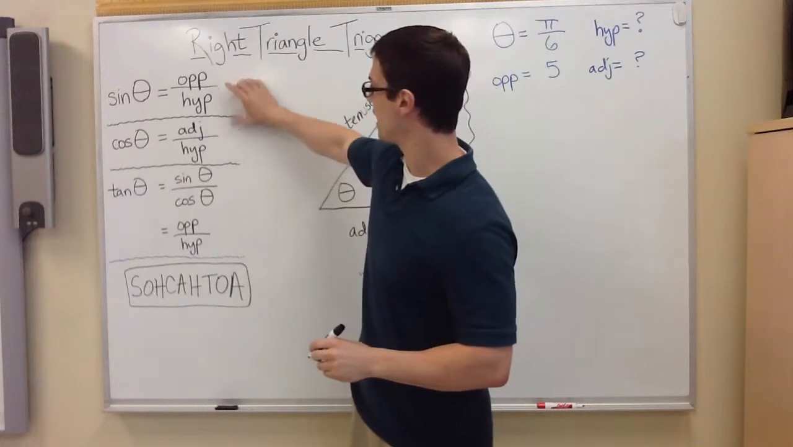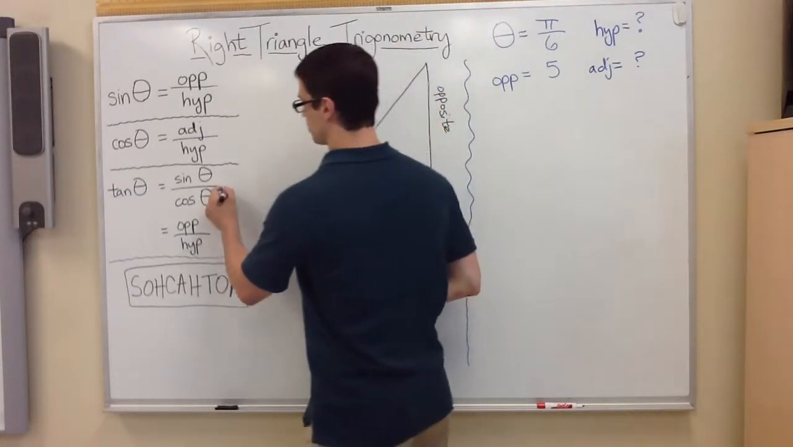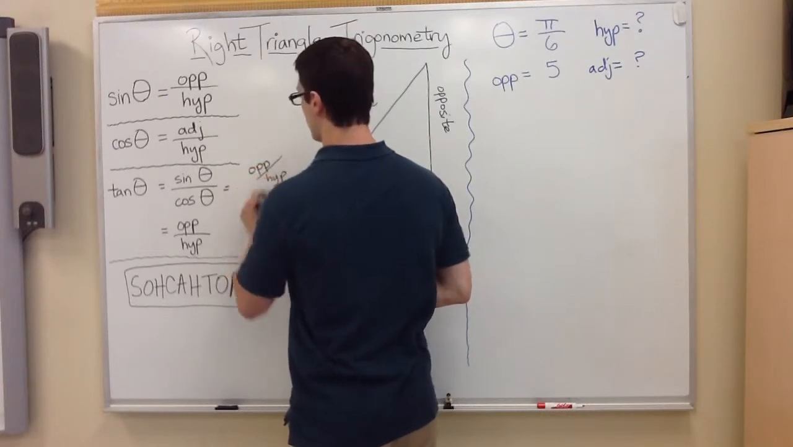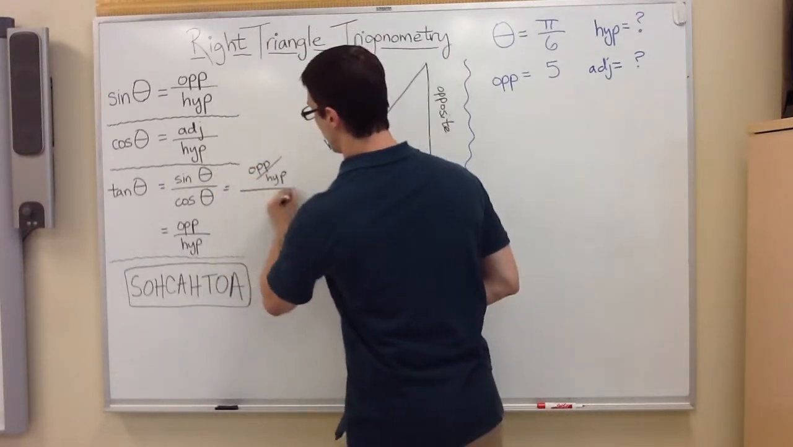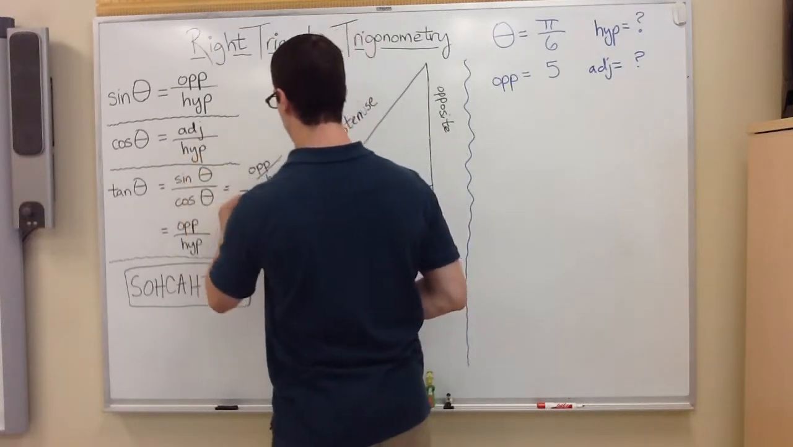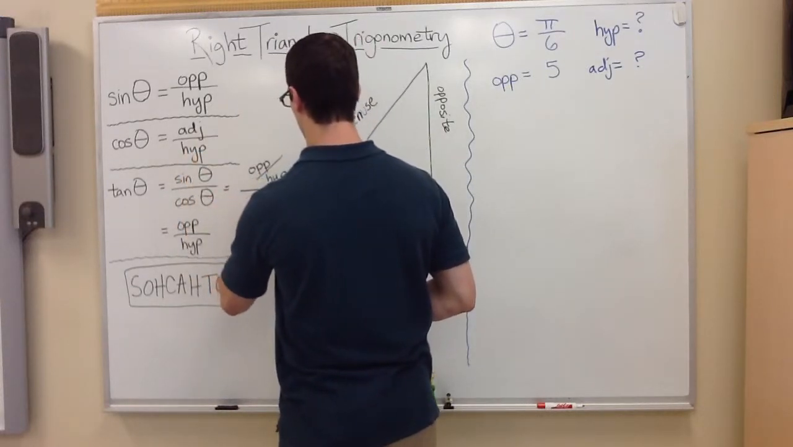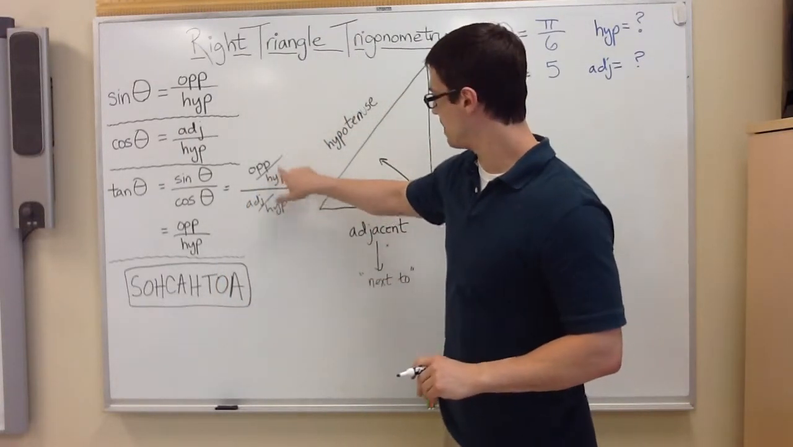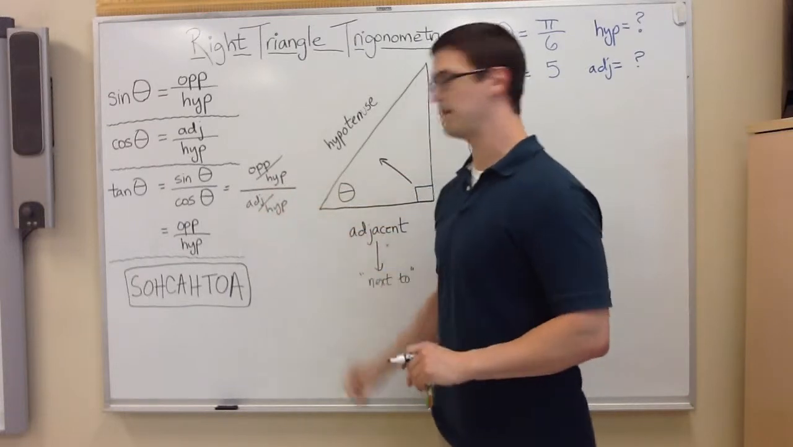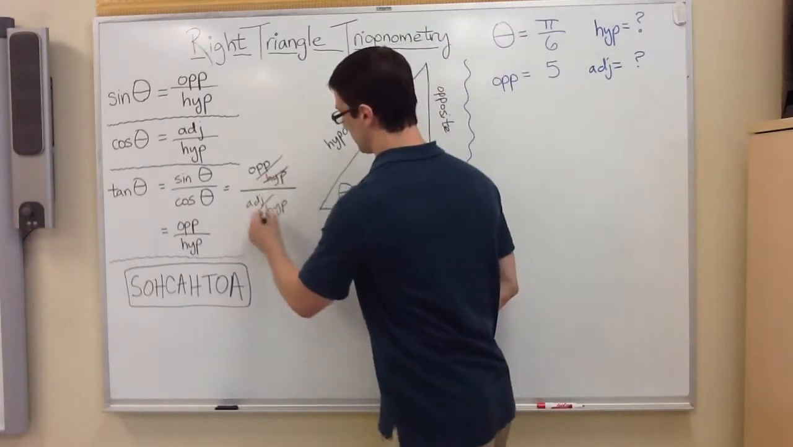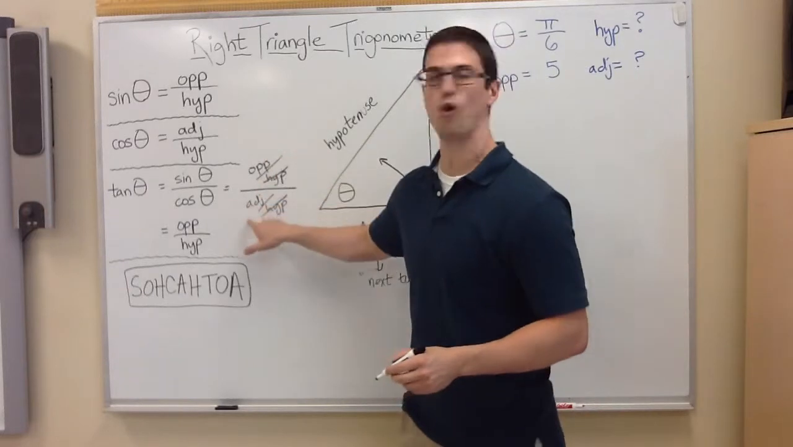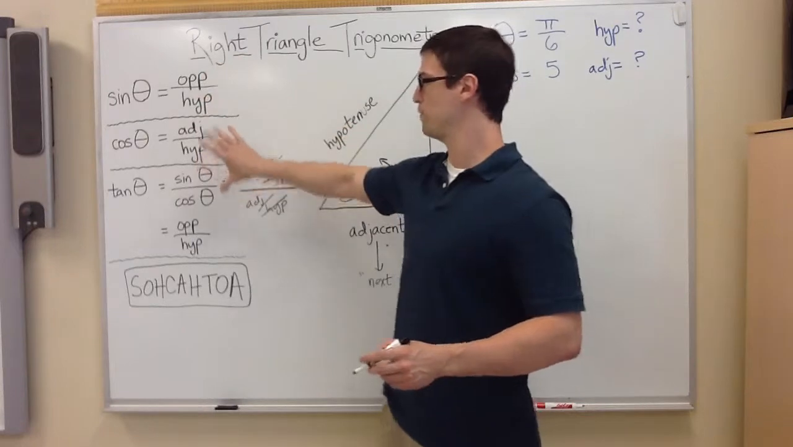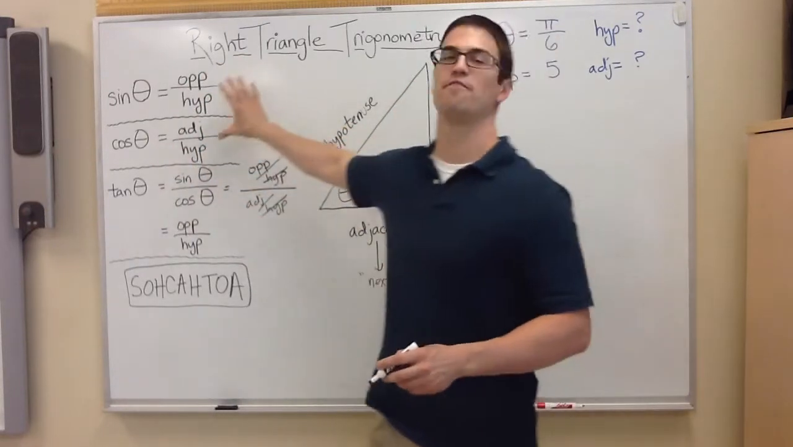Now if you actually divide opposite over hypotenuse, that's the sine, by the cosine, the adjacent over hypotenuse, you can simplify this equation a little bit. It's divided by hypotenuse, divided by hypotenuse again, so these hypotenuses cancel, and you end up with opposite over adjacent, which I wrote right here. Okay? So this is how to solve for each of these functions. This is how they're defined.